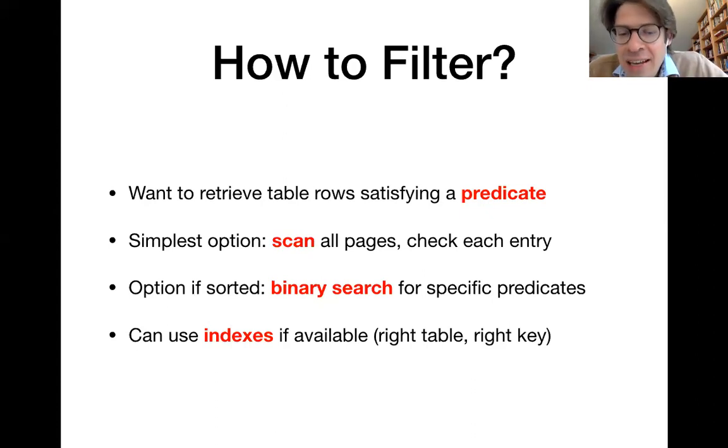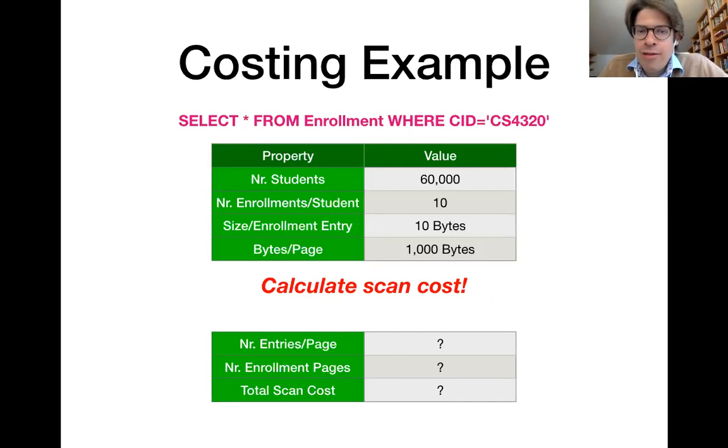And of course, if indexes are available for the right table and for the right predicate and the right type of index, in those cases I can use indexes in order to find the data faster, depending on the properties of the data and of the index. All right, so that is the high-level outline. In the following, we're going to make that more concrete and estimate processing costs for those different alternatives.